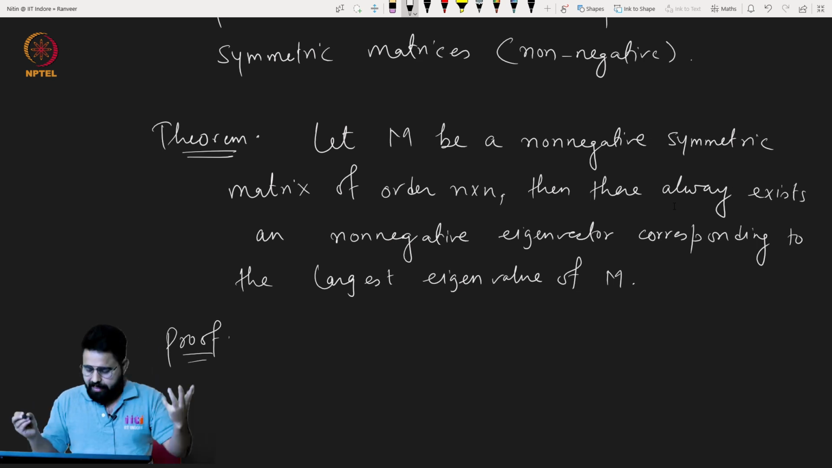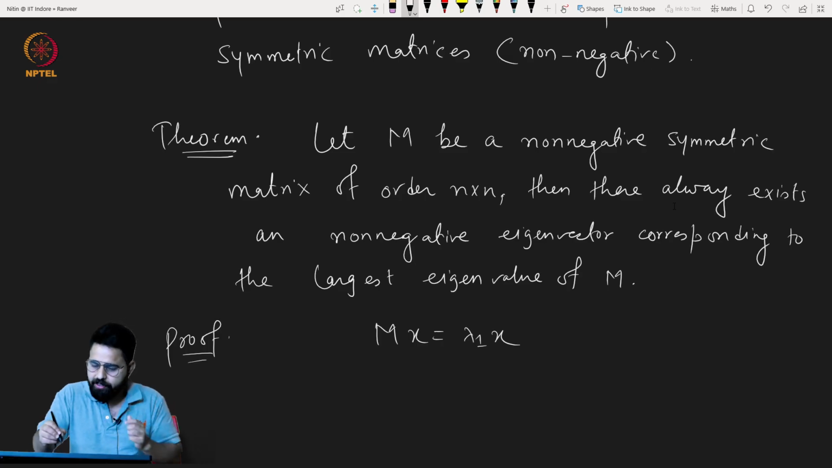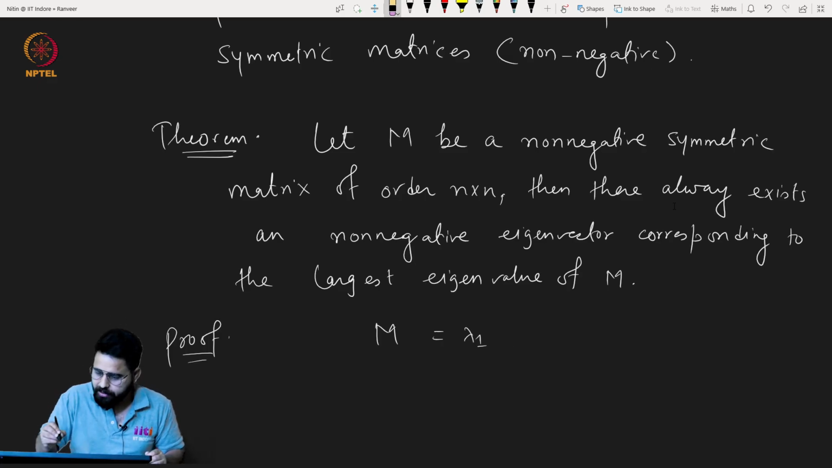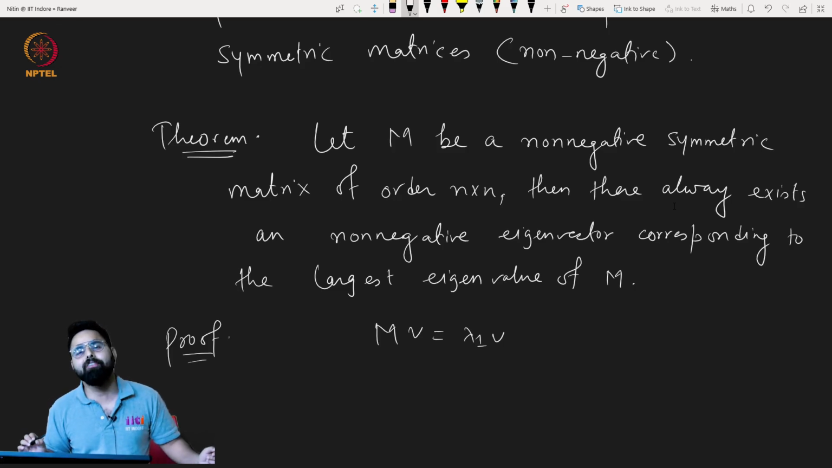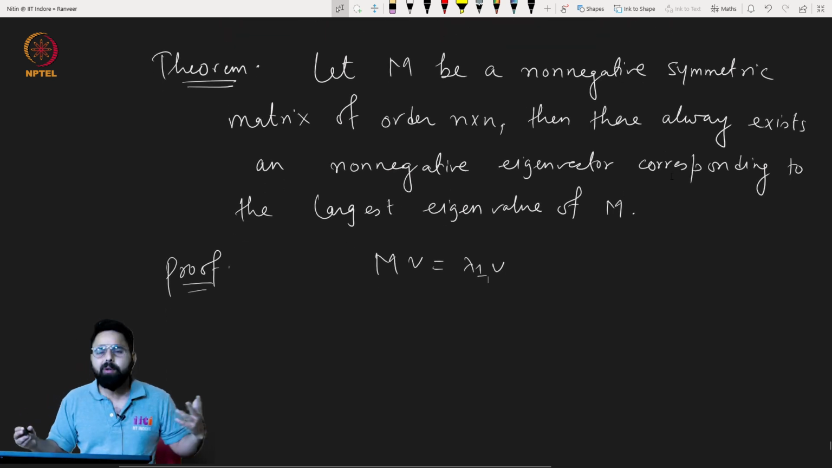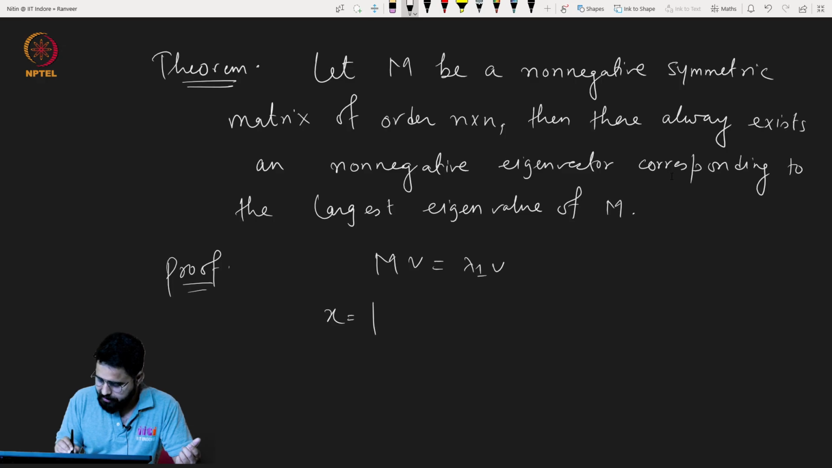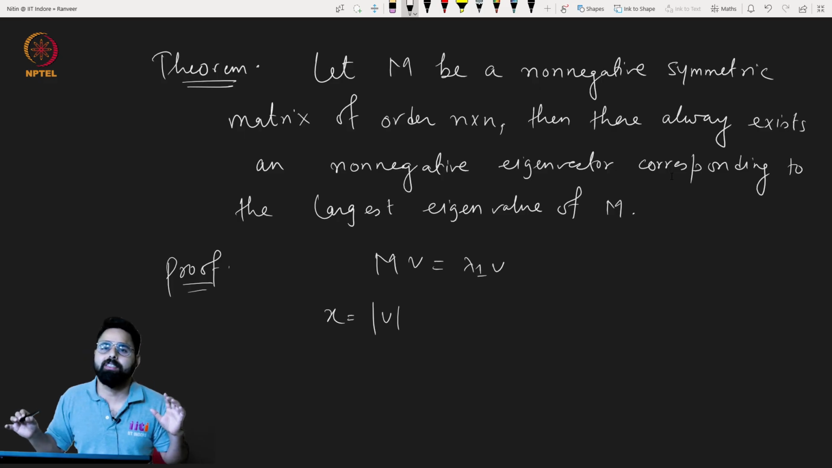Okay, so suppose lambda 1 is the largest eigenvalue of M, and there is a corresponding eigenvector. Let me write v in place of x, which is more suited here. So v is the eigenvector corresponding to the largest eigenvalue, and you assume it to be a normalized unit vector. Now suppose x is the vector |v|, meaning whatever the entries in v are, you take the absolute value of them.